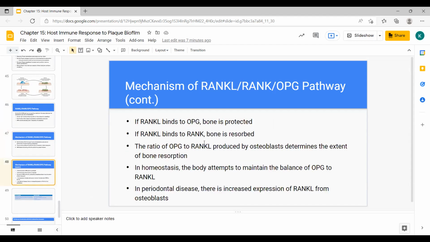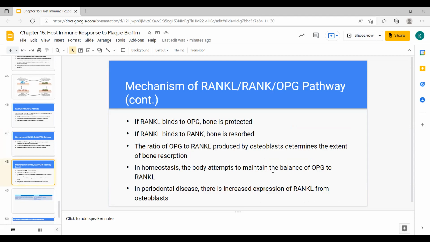Okay, so if RANKL binds to OPG, bone is protected. If RANKL binds to RANK, bone is resorbed. And the ratio of OPG to RANKL produced by osteoblasts determines the extent of bone resorption. But in homeostasis, the body attempts to maintain balance of OPG to RANKL, okay? And that keeps our bone protected.